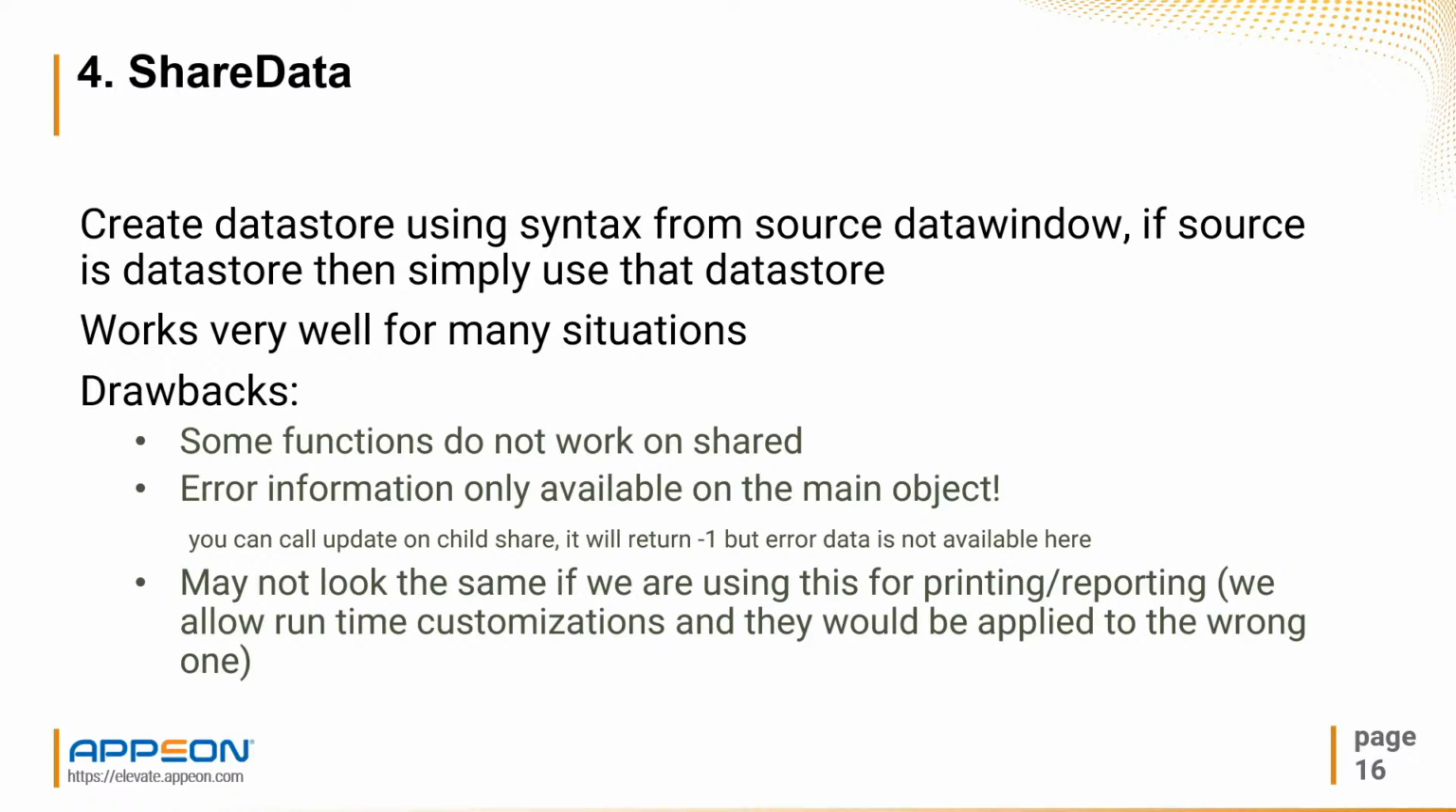However, some functions do not work on shared data. The error information is actually only available in the main object. So that can be a major issue. And if you're doing anything for printing or reporting, where you're doing some sort of customizations on the object, you have to make sure you're setting these customizations on what's going to be printed or viewed and not on the secondary object. So if you're going to be printing the data store, then it's not an issue, but if you're printing the actual data window and that's your main object, then the customizations have to be applied to the appropriate place.